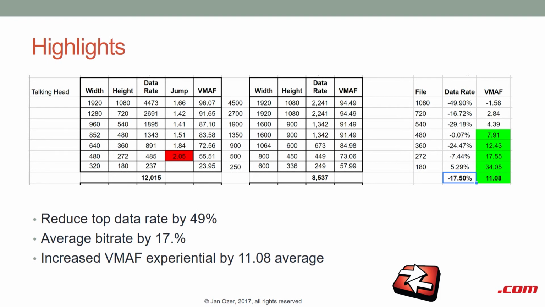The highlights, this is the talking head video. Again, we were able to push the 1080p all the way down as low as the 480p clip, and push other rungs down. So we were able to produce a net positive of 11 VMAF with saving about 17% data rate on this clip.